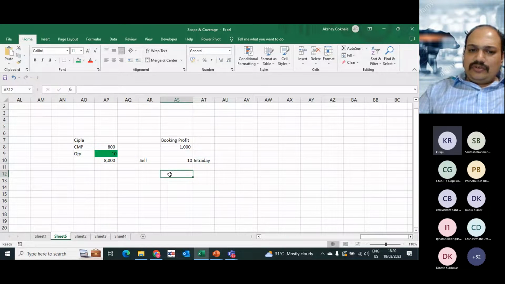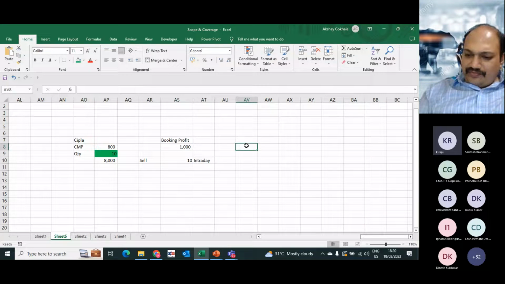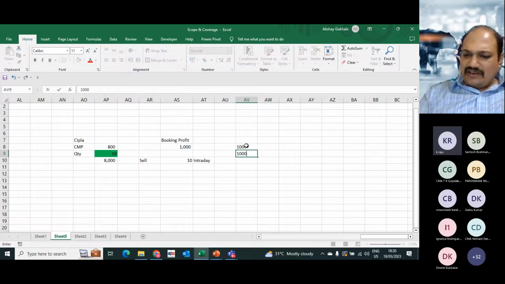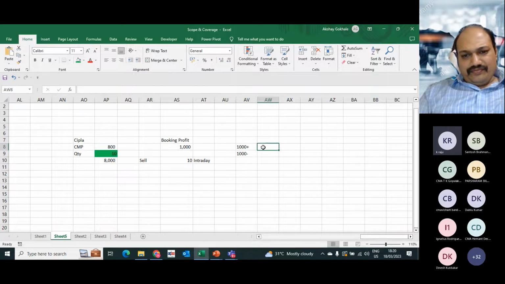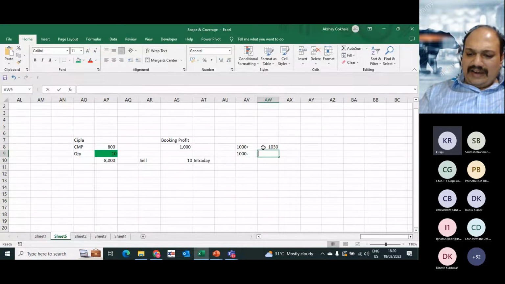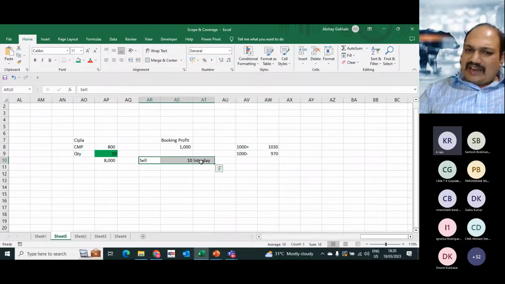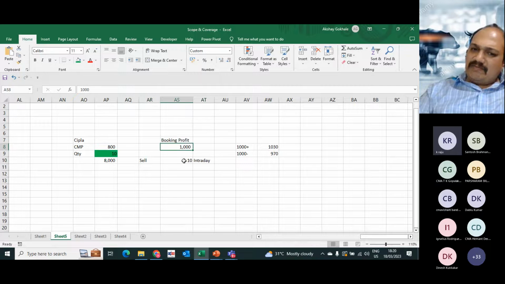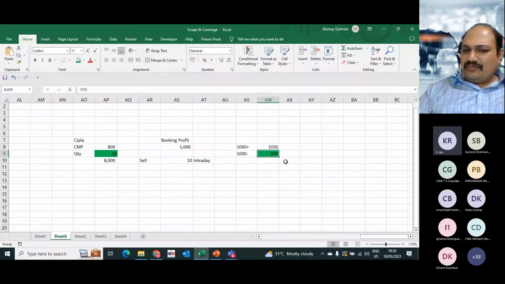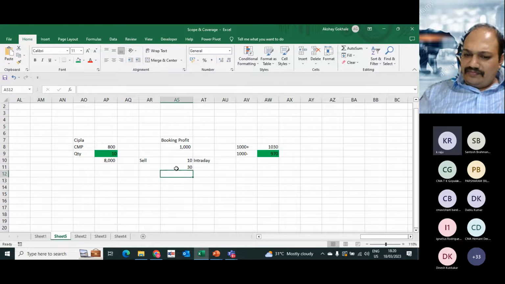Okay, now what we have to do, after selling, Cipla will either go up or come down, correct? It will either be 1000 plus or 1000 minus. Take both examples, suppose it becomes 1030 and 970. You have sold Cipla, you have shorted 10 Ciplas for intraday. If you sold 10 Ciplas intraday at 1000, and Cipla is trading at 970, in that scenario you will book profit of rupees 30.